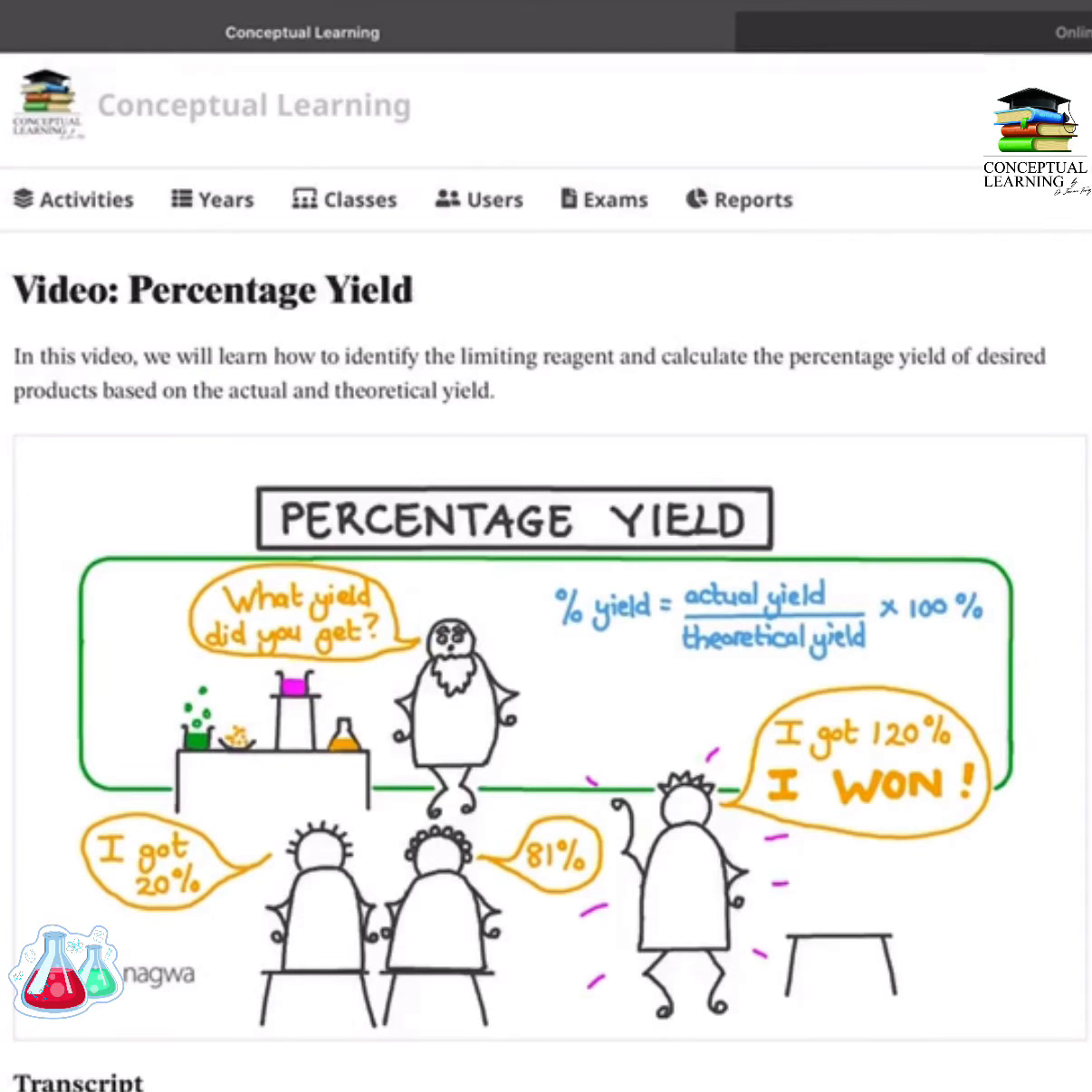In this video, we will learn how to calculate the yield of a reaction in terms of a percentage. To be able to do this, we will first learn how to identify which reactant is the limiting reactant and how to calculate the theoretical yield. Lastly, we will investigate what factors in a reaction have an effect on the percentage yield.